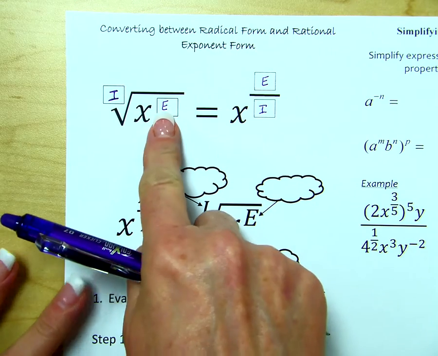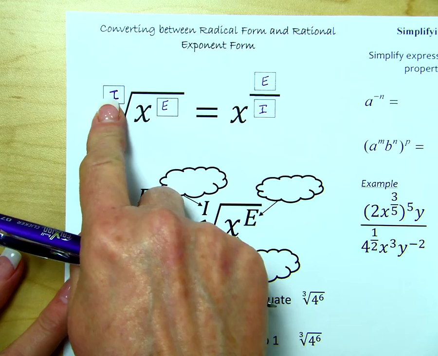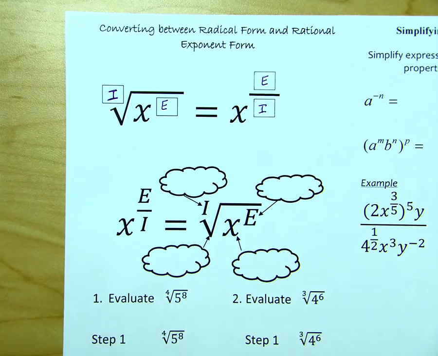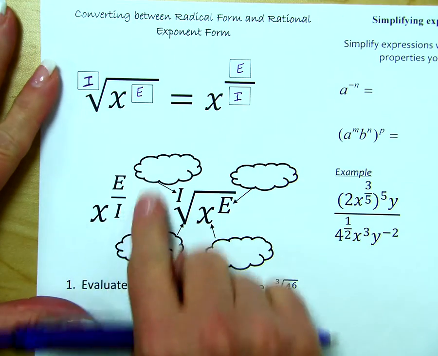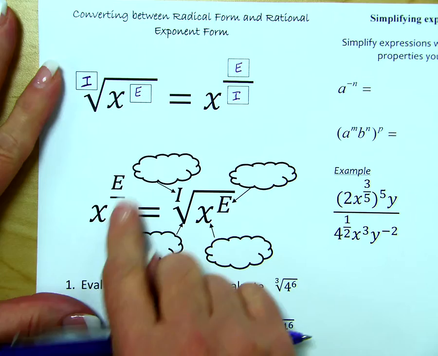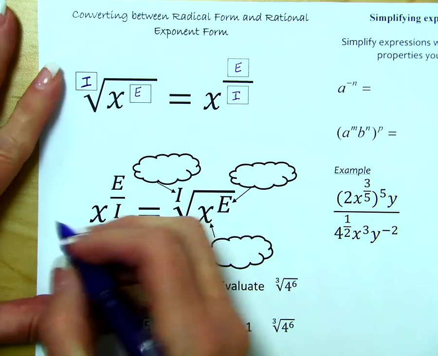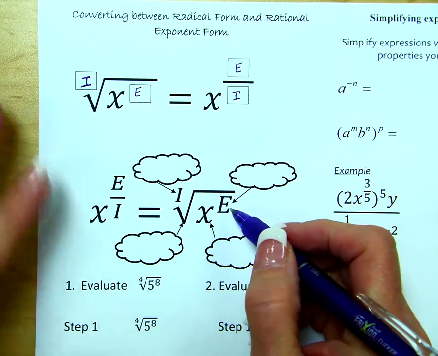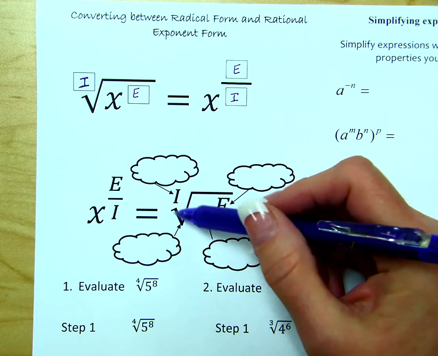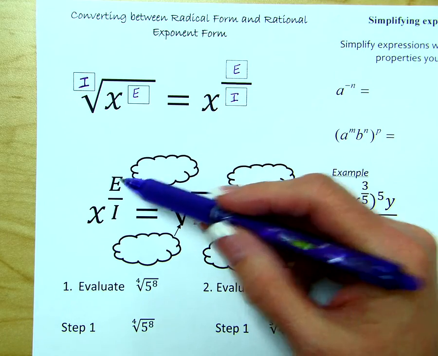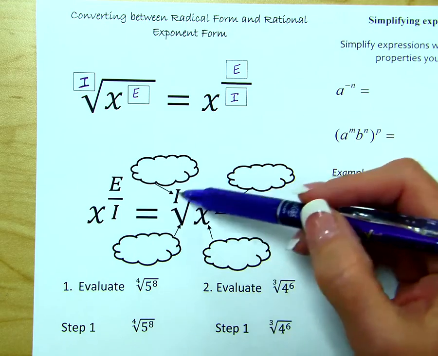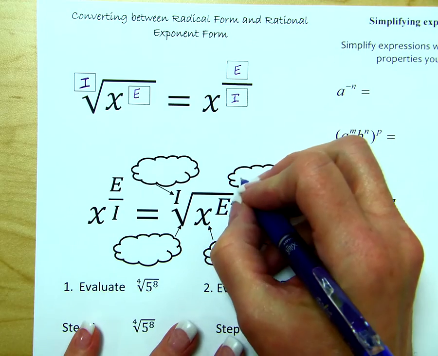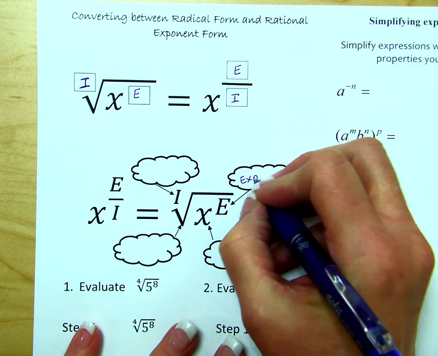We take the exponent from the radical form and the index from the radical form and write them as a fraction, e over I. So here's another way to look at it. If you have a fraction, e over I, in rational exponent form, you can rewrite it in radical form, taking the numerator and putting it as the exponent under the radical sign and using the denominator as your index.